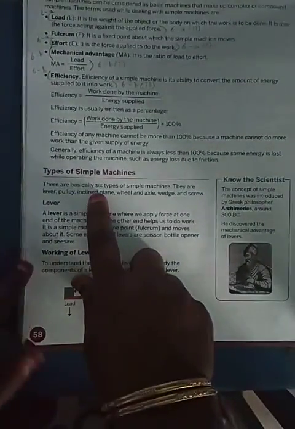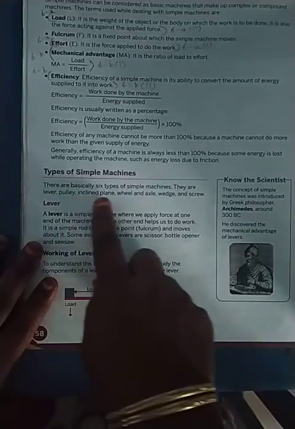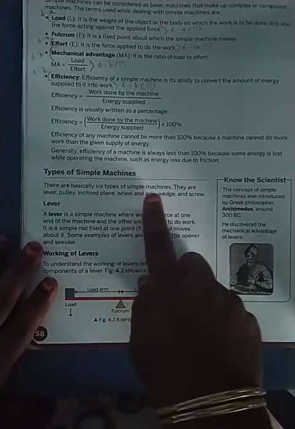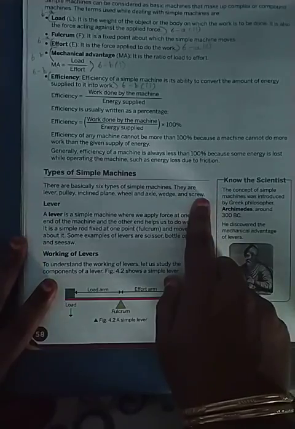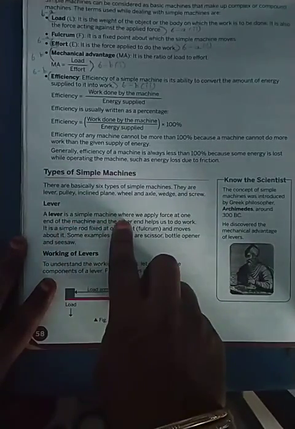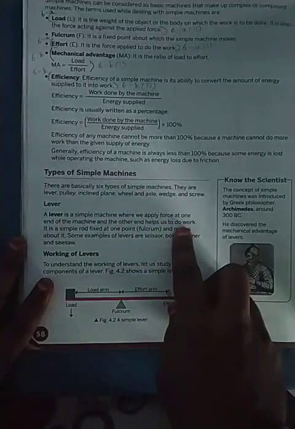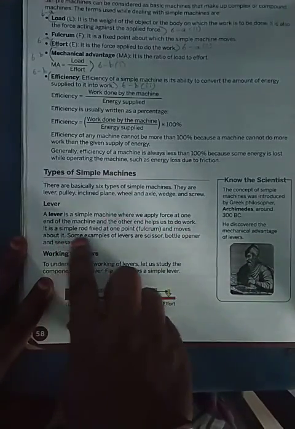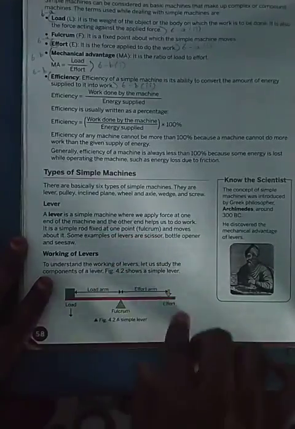Now coming to what is a lever. There are 6 types of simple machines. First one is lever, then pulley, inclined plane, wheel and axle, wedge, and the last one is the screw. A lever is a simple machine where we apply the effort at one end and the load is at the other end. It has a fixed point, the fulcrum, and the whole machine will move about it.